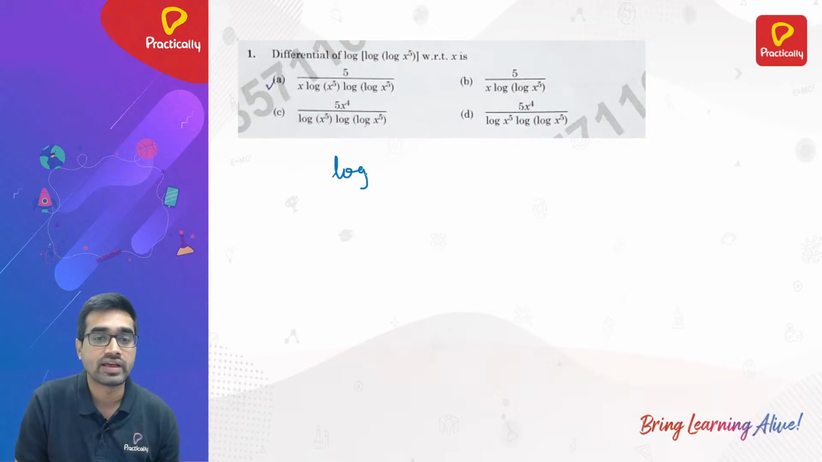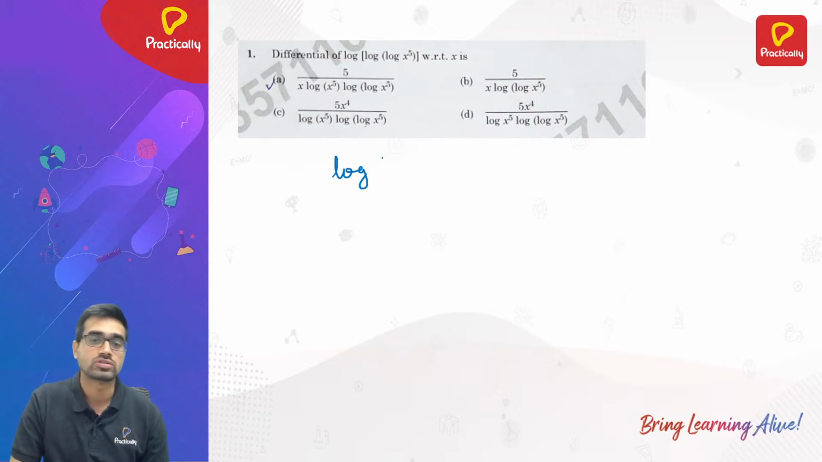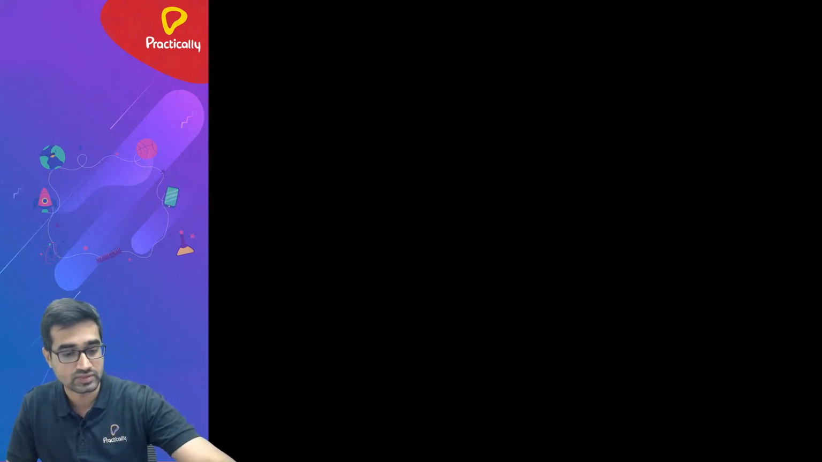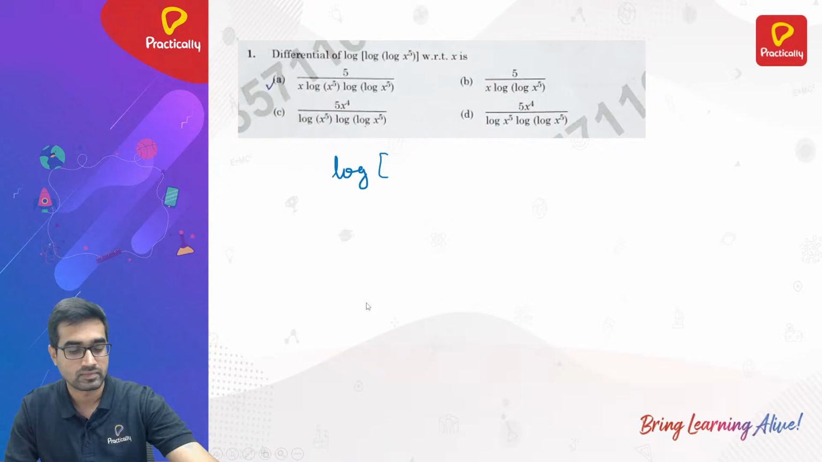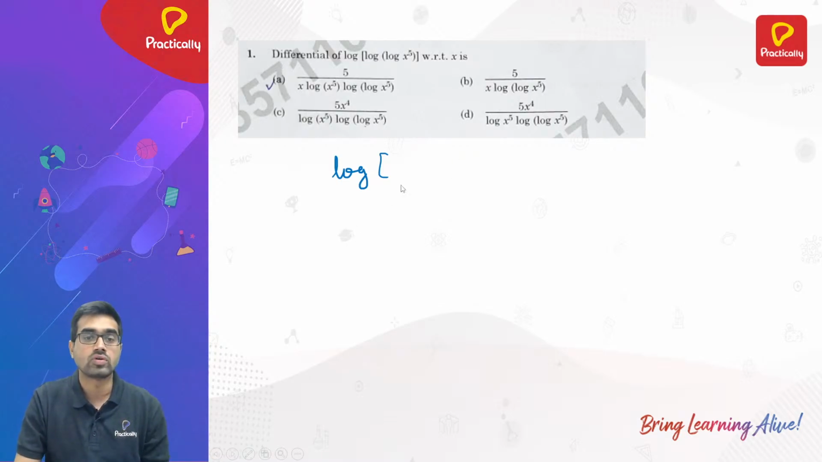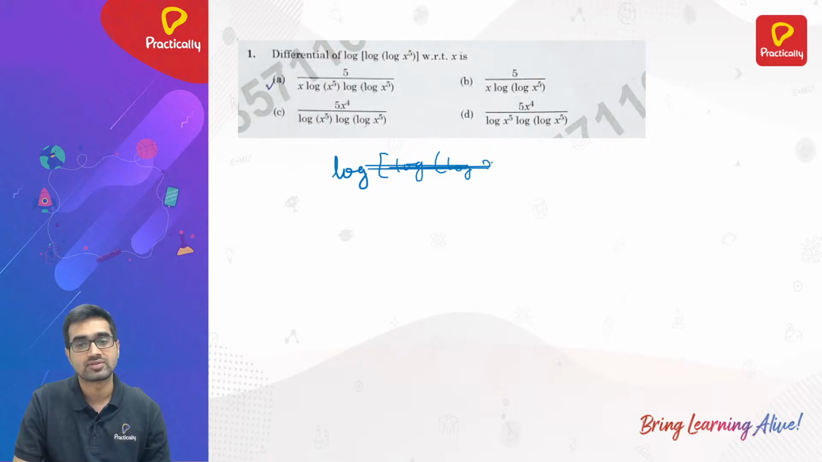Differential of this, very easy. We have to just differentiate with respect to log. So we get log. Okay, just wait. Okay, so now what we have to do is differentiate with respect to x.